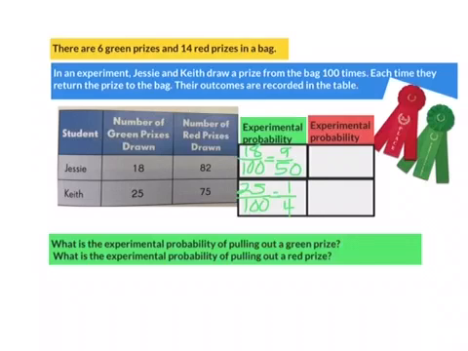Well, what about the experimental probability for the red prizes? Well, Jessie drew out 82 red prizes out of her 100 draws, which simplifies down to 41/50 because we can divide both the numerator and the denominator by 2. And for Keith, he drew 75 red prizes out of 100. We can divide the numerator and denominator by 25, and we end up with 3/4. So that's our experimental probability because it's actually what happened.